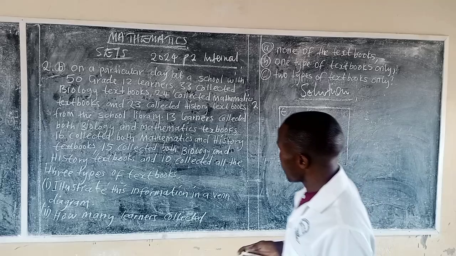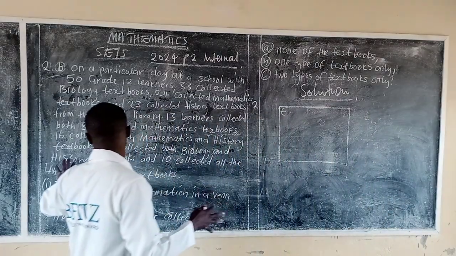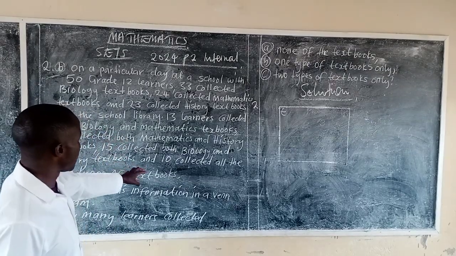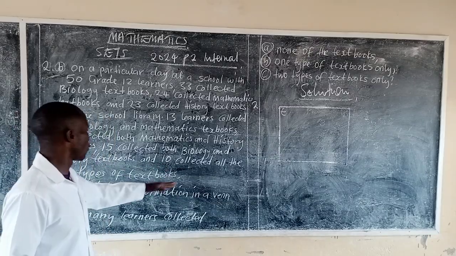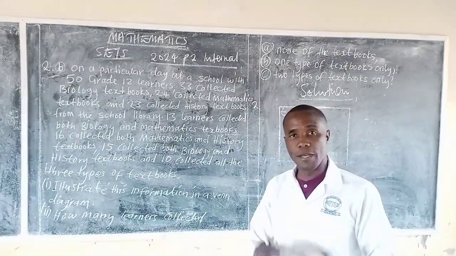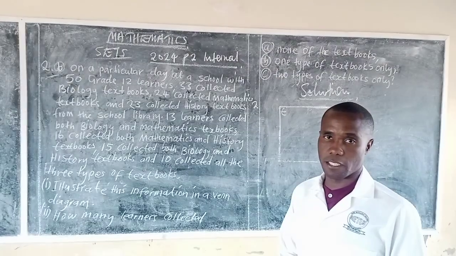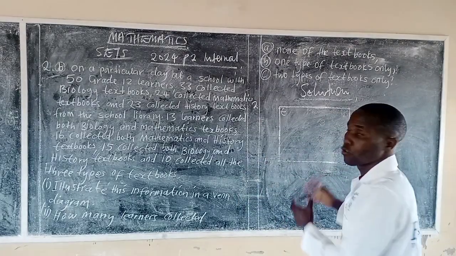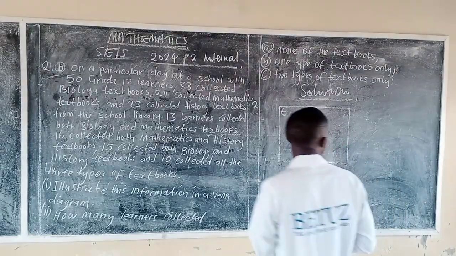Again, the other thing to consider is to look at the figures that we are given, the number of textbooks. For example, the last one says 10 collected all three types of textbooks. This simply means these 10 learners collected biology, history, and mathematics. That means that 10 is on the intersection. Hence, the sets that we are going to come up with should intersect each other because of the 10.